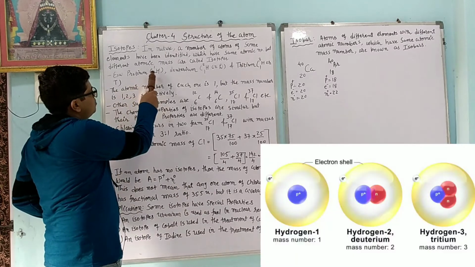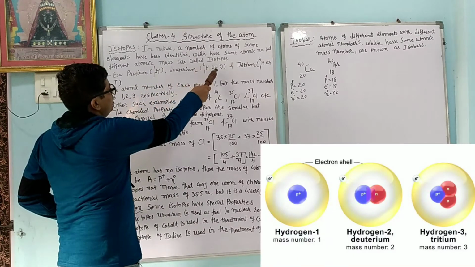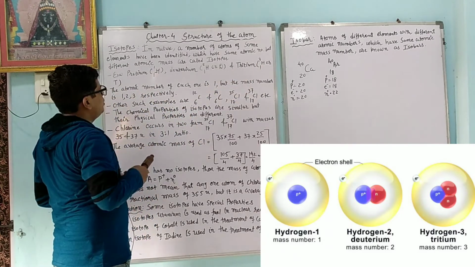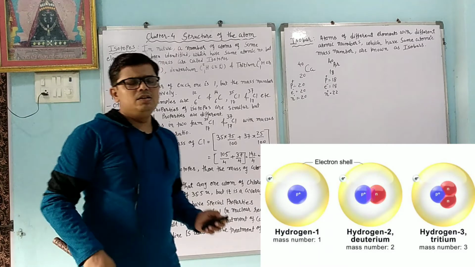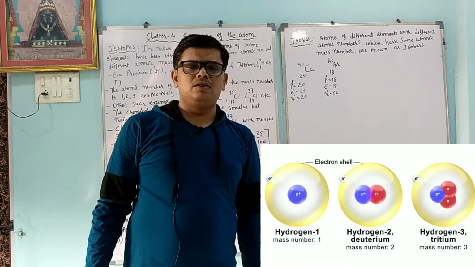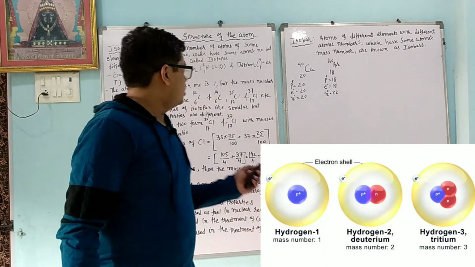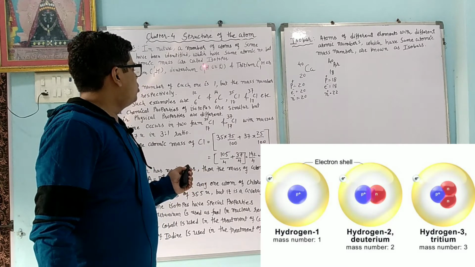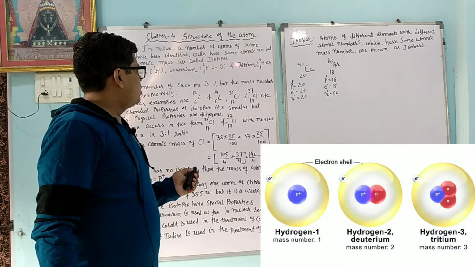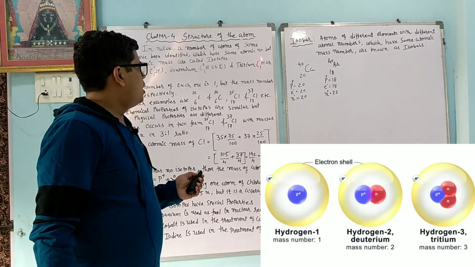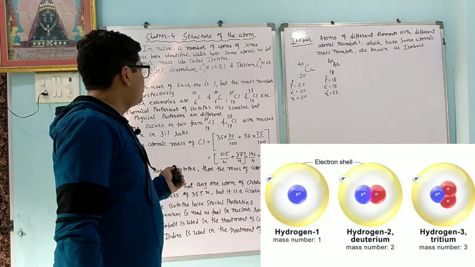Example: protium 1H1, deuterium 1H2, which is also called D. Tritium is 1H3, which is also called T. Dear student, protium 1H1 is also called normal hydrogen; in that one proton and one electron are present, neutron is not present. Whereas in deuterium, you can see one proton, one electron and one neutron are present, so the mass becomes 2 and it is represented by D. In tritium, we can see one proton, one electron and two neutrons are present, so the mass becomes 3 and it is represented by T.